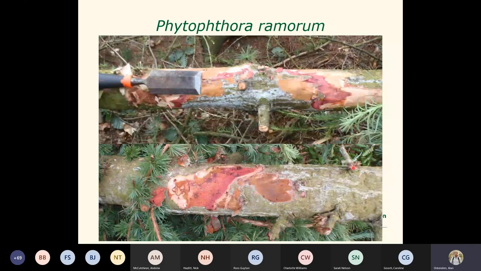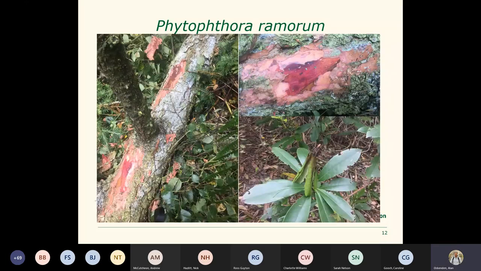And again, you can see a few bits of epicormic growth that have tried to flash out and then died off as well. This next slide was quite interesting. I collected these pictures just last year on a site up in North Yorkshire.